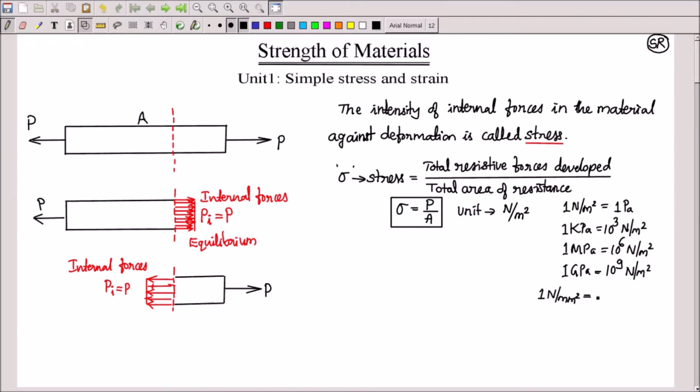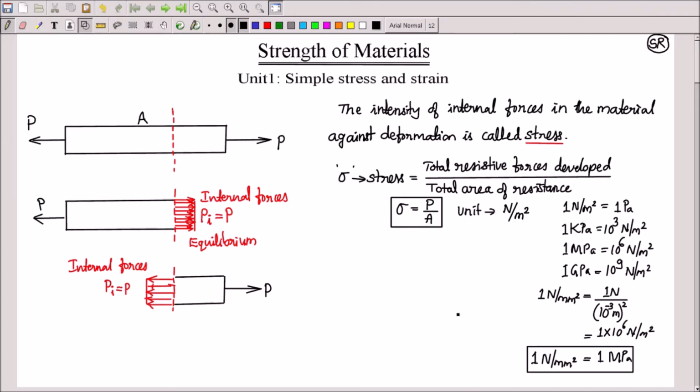Sometimes we will come across 1 Newton per millimeter square. We will have to express Newton per millimeter square in terms of megapascal or Pascal. So 1 Newton per millimeter square is equal to 1 Newton by (10 power minus 3 meter) square. It becomes 1 into 10 power 6 Newton per meter square. 10 power 6 Newton per meter square is what? Megapascal. So 1 Newton per millimeter square is equal to 1 megapascal.